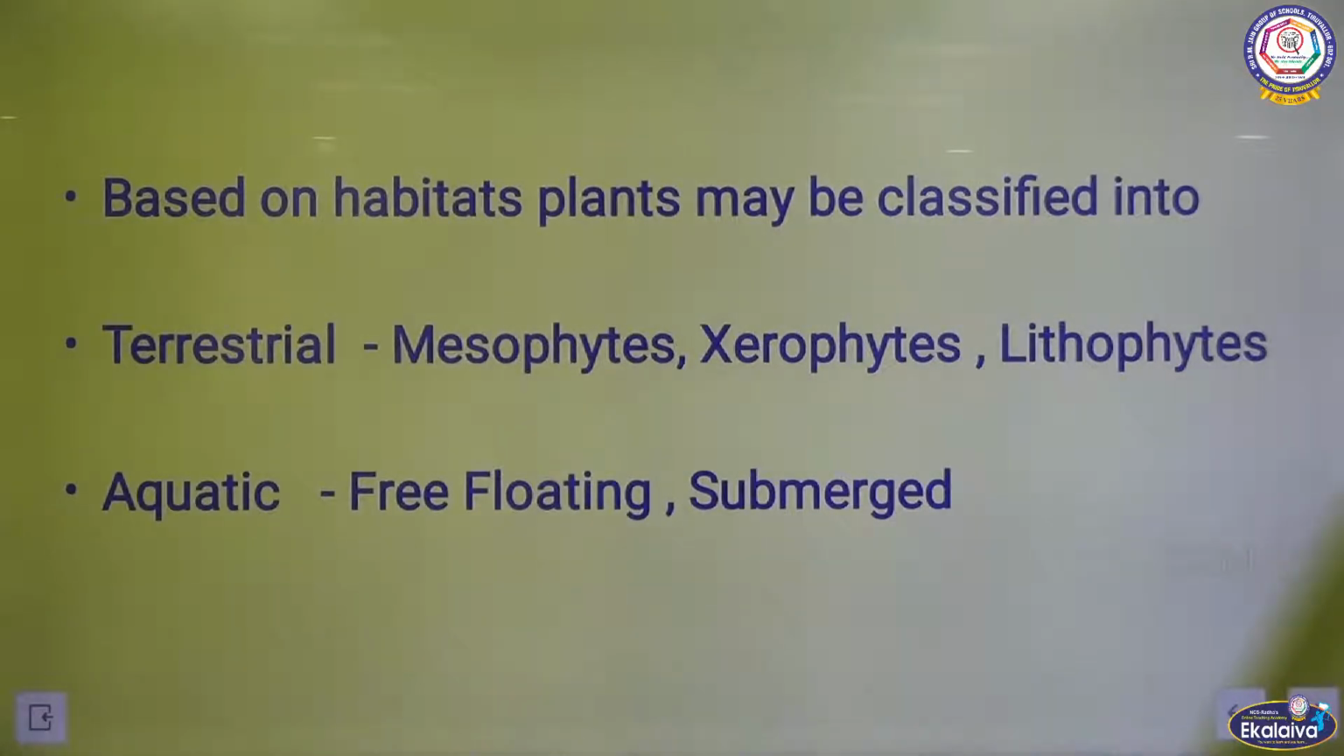Depending upon where plants grow, we may classify plants into terrestrial and aquatic. Under terrestrial, plants can be classified into mesophytes, the plants which grow in soils with sufficient water, xerophytes which grow in dry habitats, and the plants which grow on rocks, called lithophytes. And the plants that live in a water environment are called aquatic. They may be free floating or submerged.